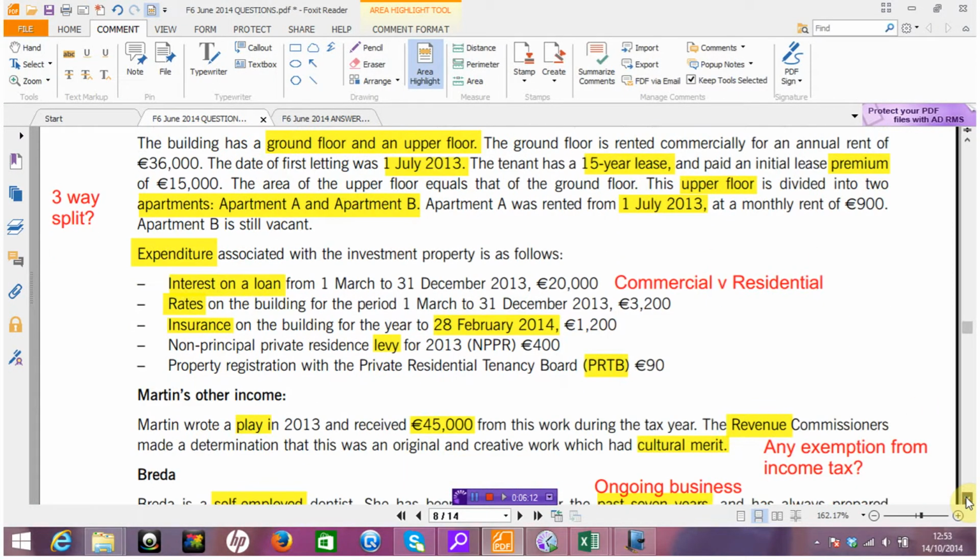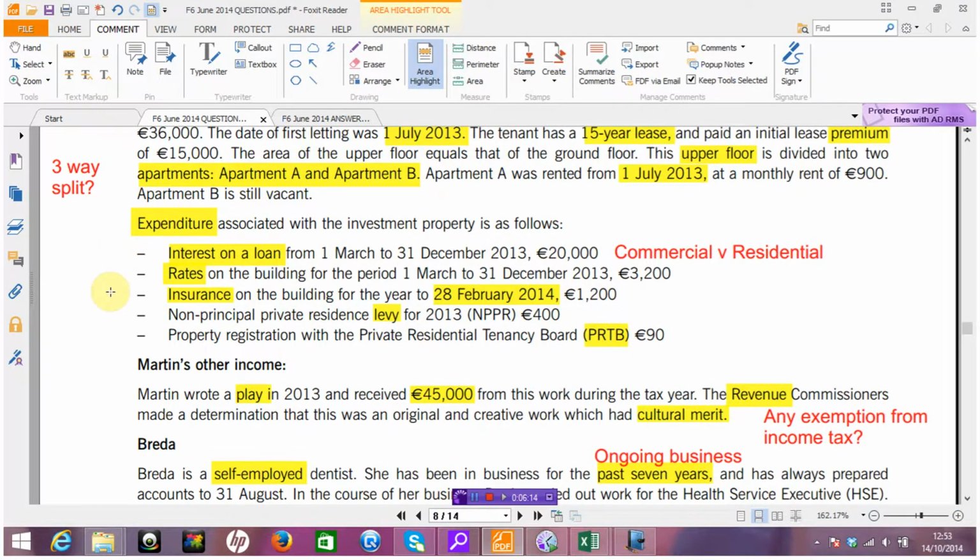Now we give some details here on the expenditure associated with the properties. You can see that the total amount of loan interest is 20. We've got to think of what's the split. What's the 3-way split between commercial and residential, and then allocate that 75%. We've also got rates, which would be a commercial element entirely.